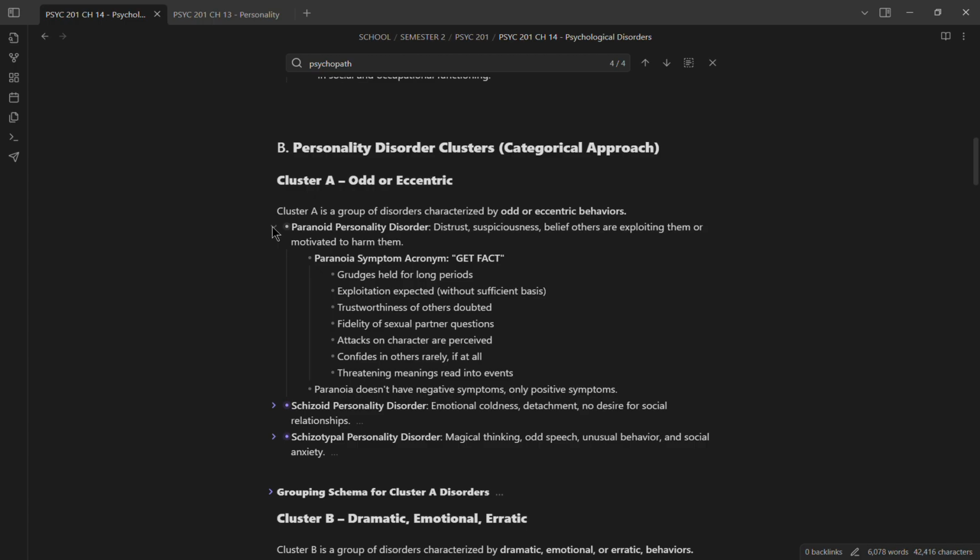So paranoid personality disorder, again, is a cluster A, odd or eccentric personality disorder. It is characterized by distrust, suspiciousness, belief others are exploiting you, or the belief that others are motivated to harm you. What are some of their symptoms? You can use the acronym GET FACT in order to remember this, right?